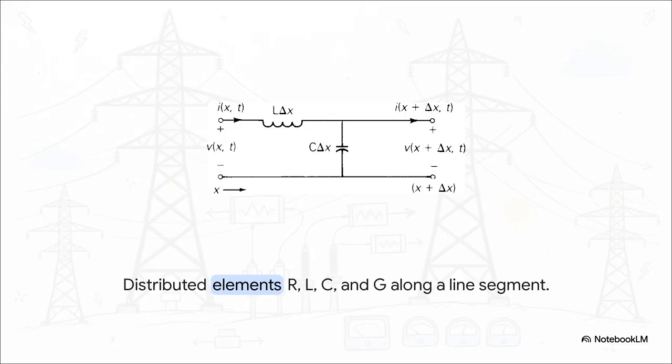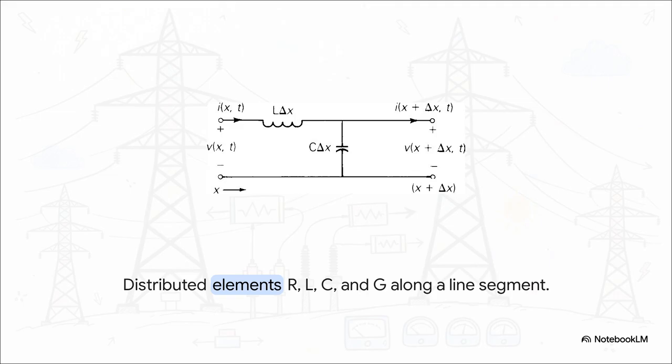To really get this, you have to realize that every single meter of a transmission line has 4 elements distributed continuously along its entire length. If you zoom in on just a tiny segment, a delta X, you've got series resistance from the metal itself and series inductance from the magnetic field wrapping around the wire. But that's not all. You also have shunt capacitance from the electric field between the conductor and the ground, and tiny leakage currents that create shunt conductance, which is usually negligible.